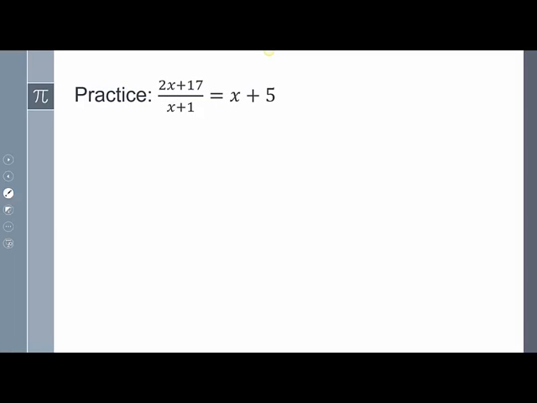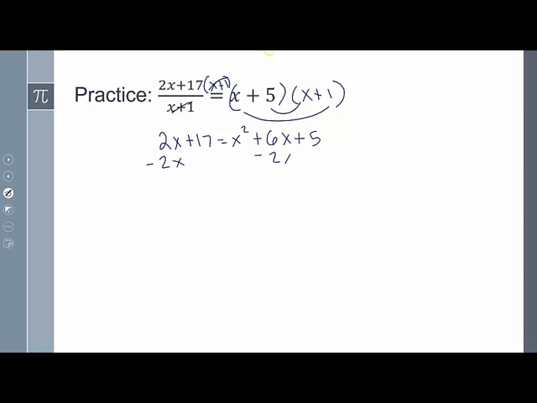So looking at another one. This one has x plus 1 in the denominator. And so to get rid of that x plus 1, you multiply everything by x plus 1. So it does cancel out. And so I get 2x plus 17 equals, now I have to FOIL that through. So x squared plus 5x and 1x, so plus 6x, and then it's plus 5. So now bringing everything over to one side, minus 2x minus 17, I get 0 equals x squared plus 4x minus 12.